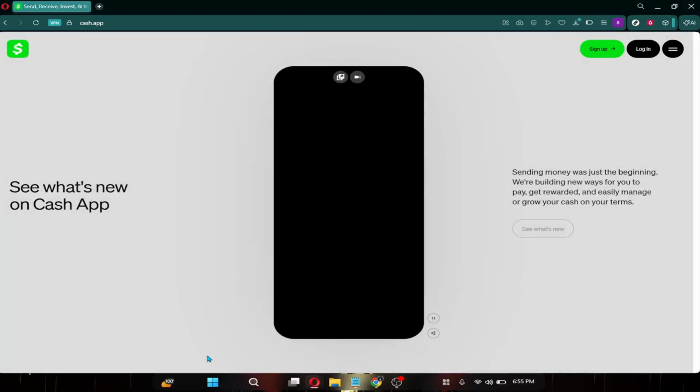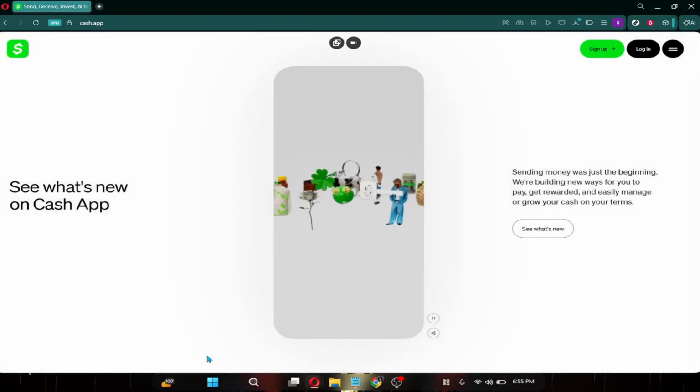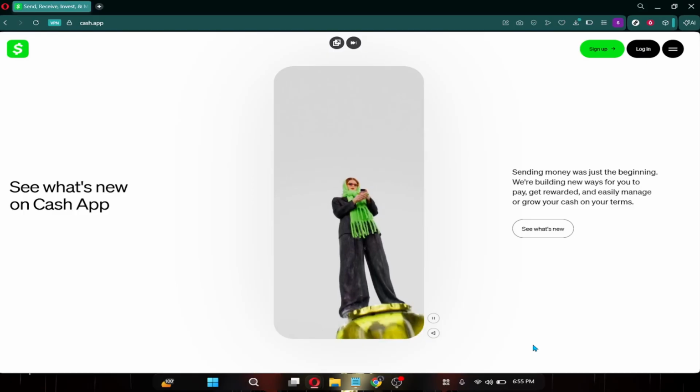And that's basically why Cash App asks for your social security number and how the SSN verification process works.